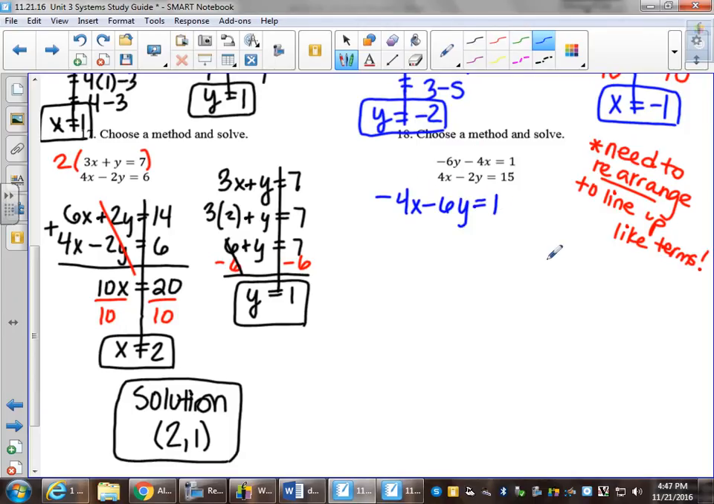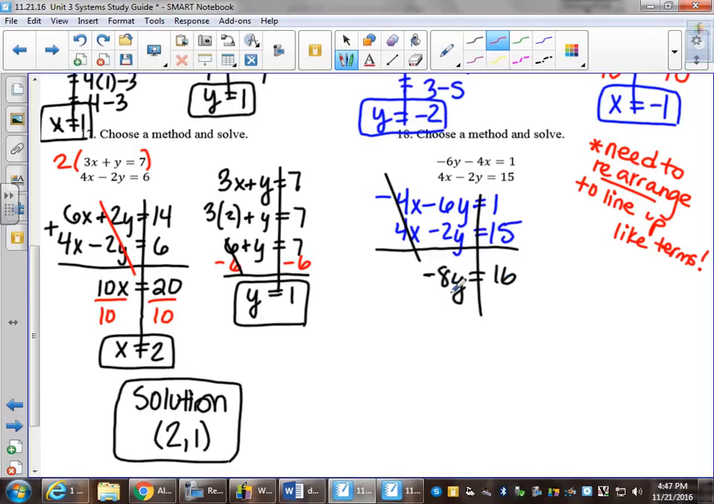Now, again, I didn't do any math. I just reordered it, so x came first. Leaving the second equation alone. Check that out. How nice. I actually have inverses right away. My x's will cancel. Negative 6y minus 2y is negative 8y equals 1 plus 15 is 16. Divide by negative 8. Divide by negative 8. Y equals negative 2.